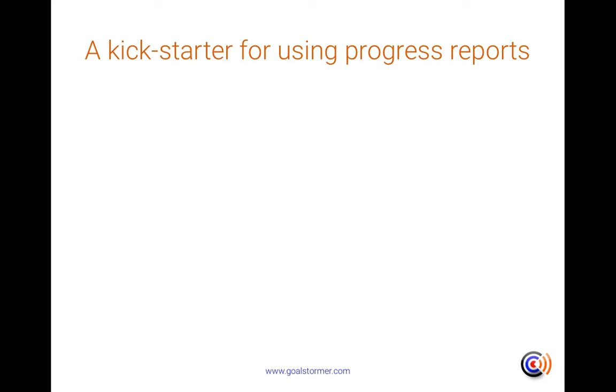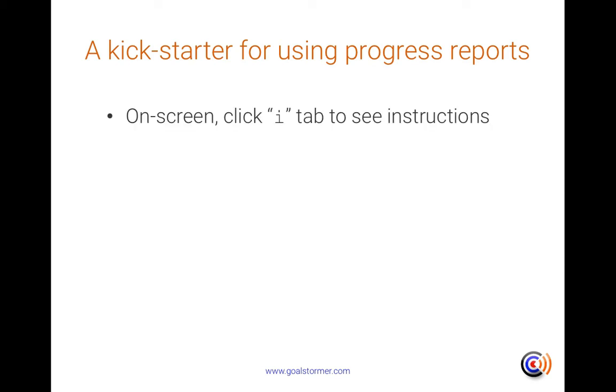GoalStormer generates standardized progress reports which are driven from the data in the system about the goals and steps that people have been working on and achieved. So how can you use these reports in your reviews to stimulate discussion? Well, the first thing is when you've got the report on screen, once you've clicked the preview button, you'll see an I tab, a little semicircle tab at the top. Click on that and you'll get instructions for how to use the report. So if you ever need to refer to them, click on that on screen and you'll see them.